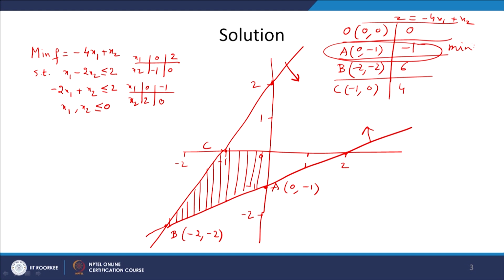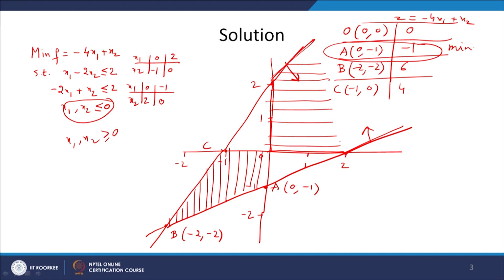The second part of the question says that we have to find out what happens when x1 and x2 have to be greater than or equal to 0. In this case, the feasible region is the first quadrant. So, this is the feasible region. Please make sure you understand how the feasible region has to be plotted.